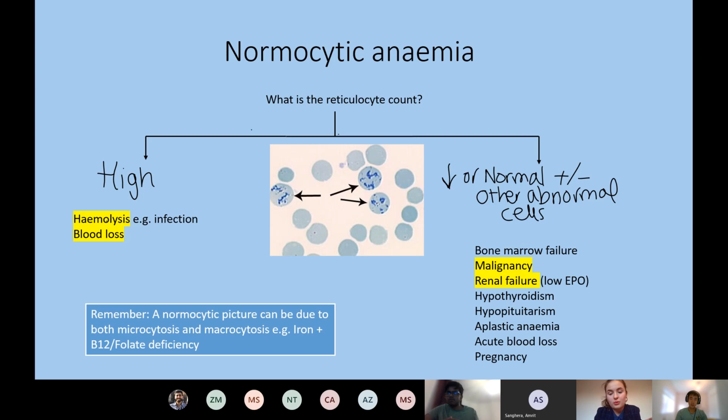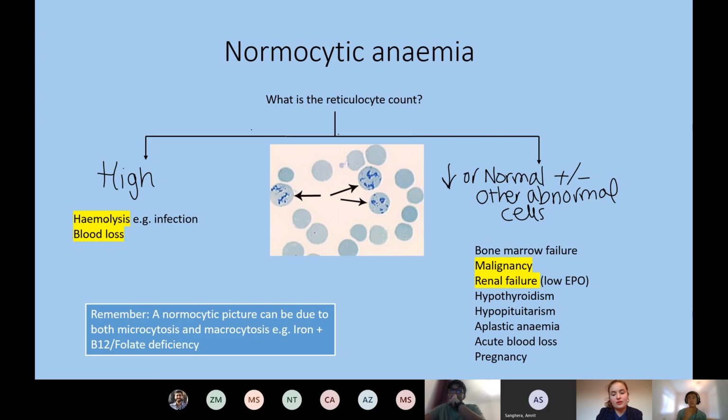But if these cells are normal, it suggests either that your body hasn't had time to compensate, your kidney function is bad and you're not producing enough erythrocytes, or a bunch of other different causes that we'll go over another time, because it's endocrine, it's very multifactorial, but it's just something to be aware of.